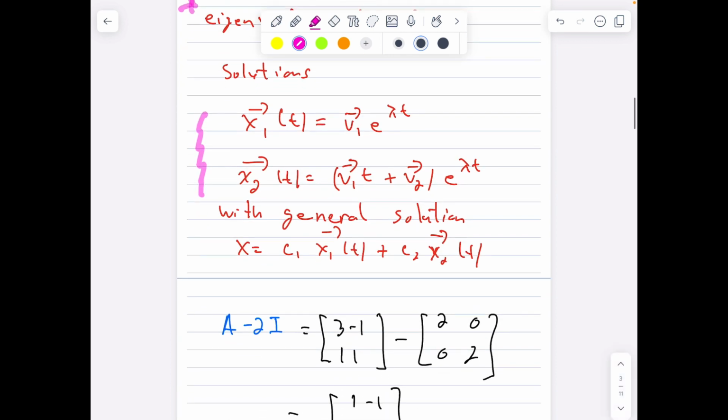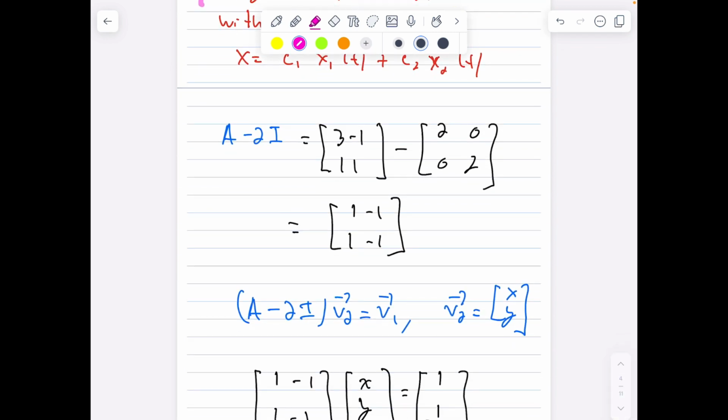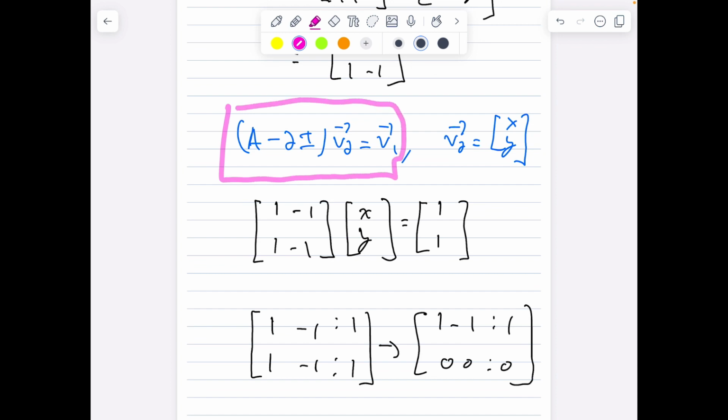All right, so let's get to finding our V2. Essentially, you plug your eigenvalue back into A minus lambda I, so you get 1, negative 1, 1, negative 1. What you're going to have is this system: A minus 2I, all of that times V2, equals V1, where V2 equals (x, y). So you get the matrix 1, negative 1, 1, negative 1 times some vector (x, y) equals (1, 1).